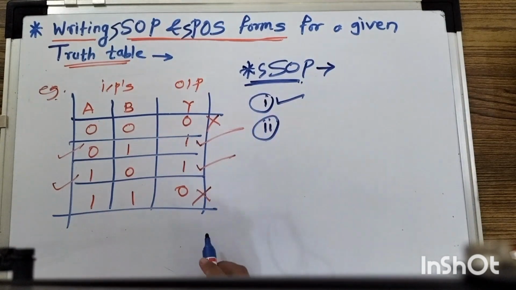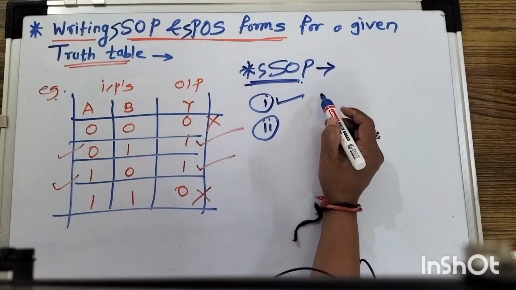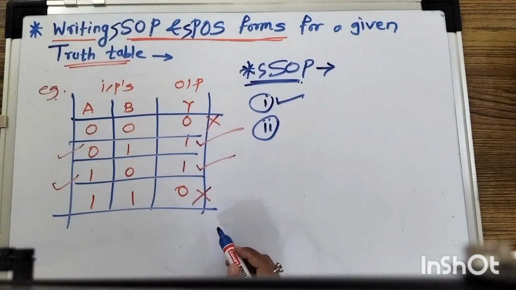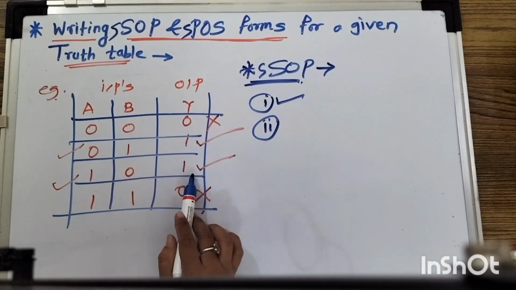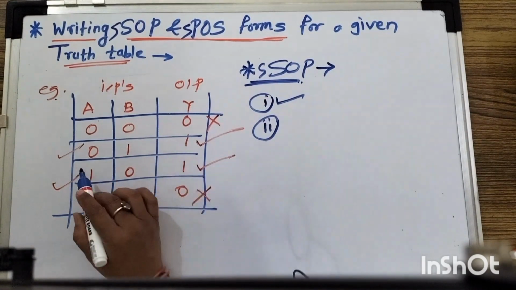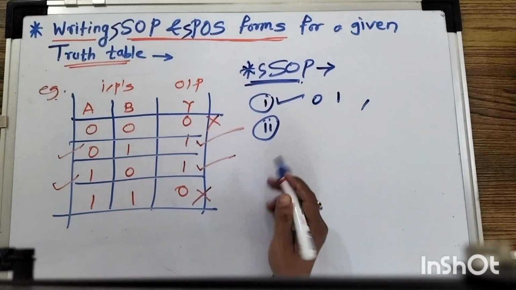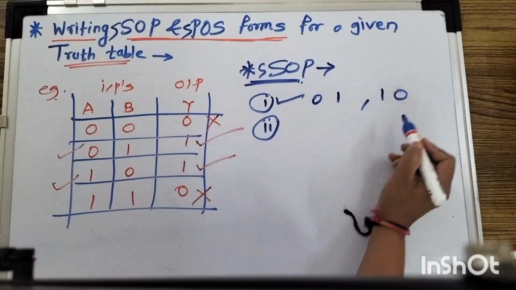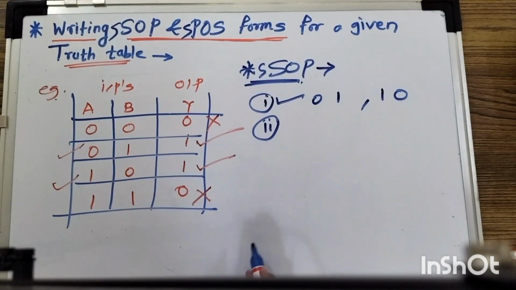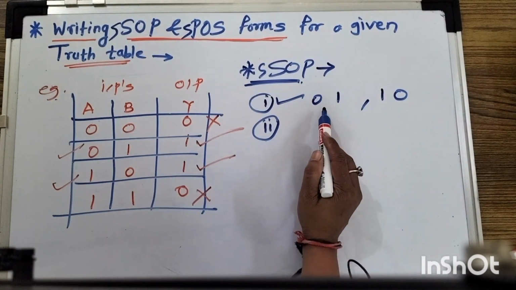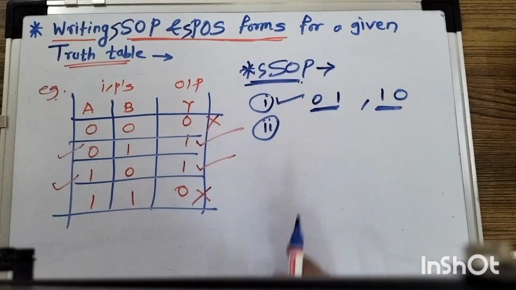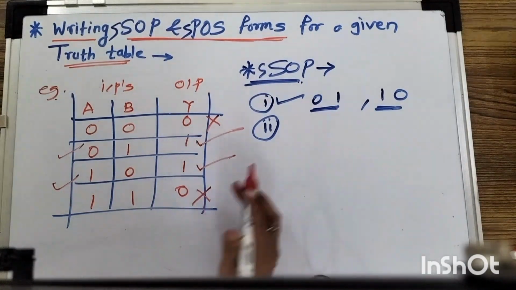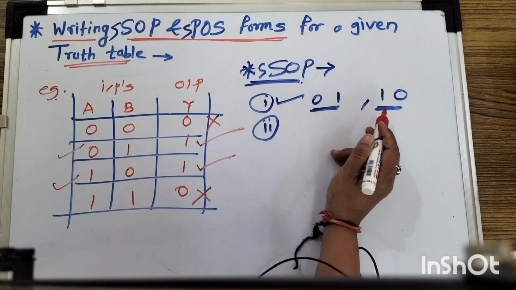In the second step we have to write the product term for those combinations for which the output is 1. So in the first step, for the 0 1 combination we have got the output 1, and for the second combination 1 0 we have got the output 1. So in the second step we just have to write the product terms for these two combinations. Okay, so write down the product term for these two combinations.